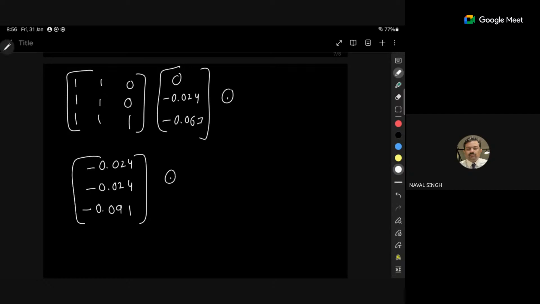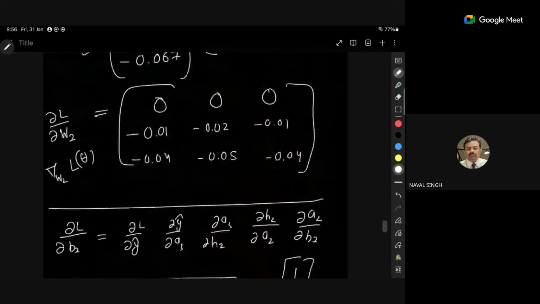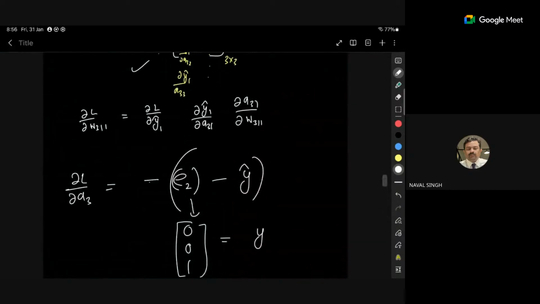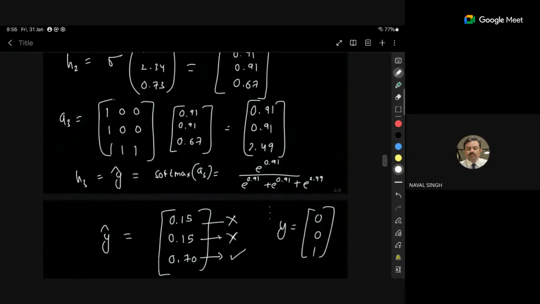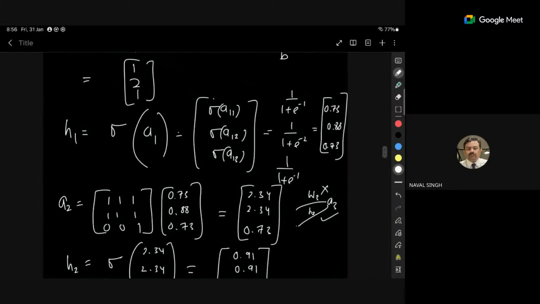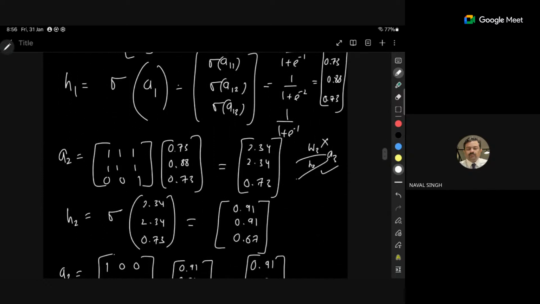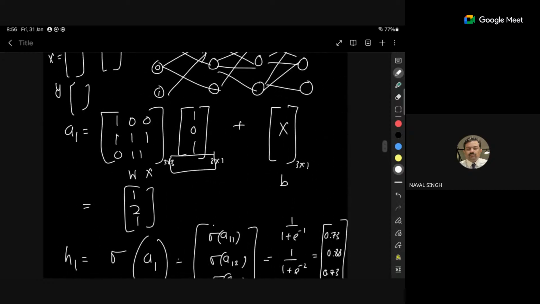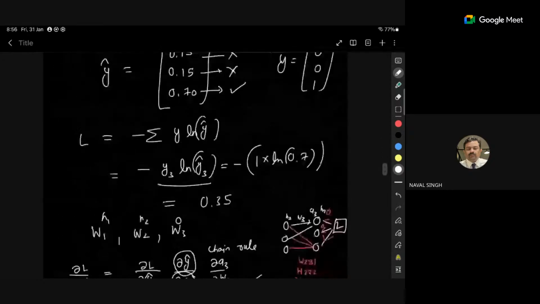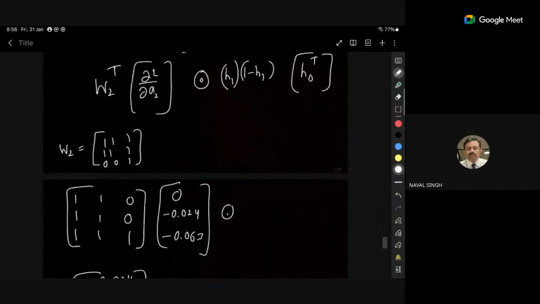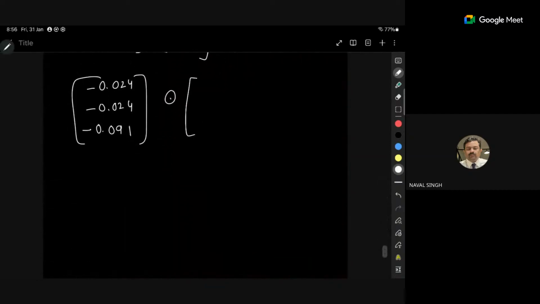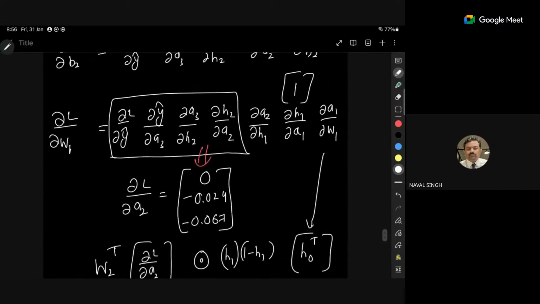Now I have to take h1 and 1 minus h1. So what is h1? If you did all this, you can come back and visit. So it's 0.7388. 0.73, 0.88, 0.73. So this part is 0.73, 0.88, 0.73, into 0.27, into 0.12, into 0.27.